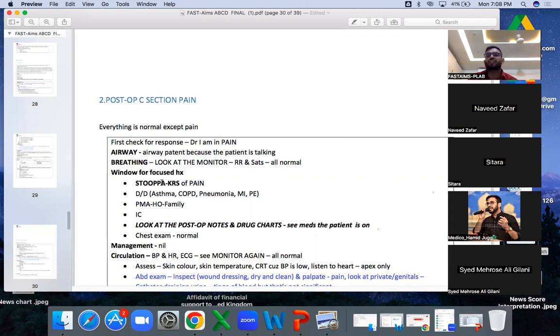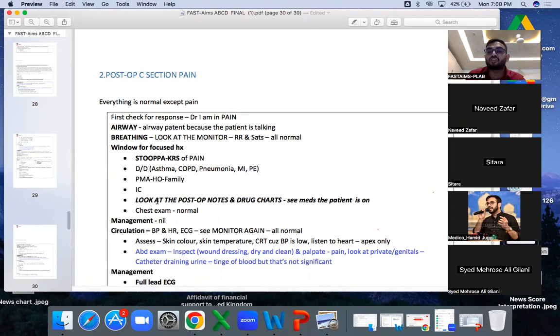For pain, we do the SOCRATES, our mnemonic, which I'm going to teach you very well. You are going to take the proper history. In this, it is important to look at the post-operative notes and drug chart, because you need to know what painkiller has already been given. And while taking the history, you can ask the patient, have you been given any painkiller? I mean, if they say they are in pain, you can offer the painkiller.